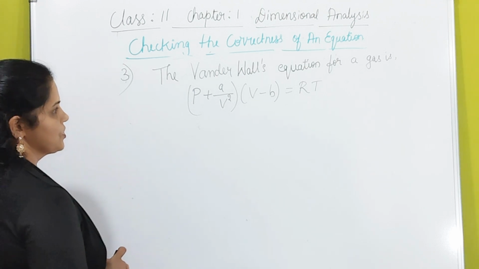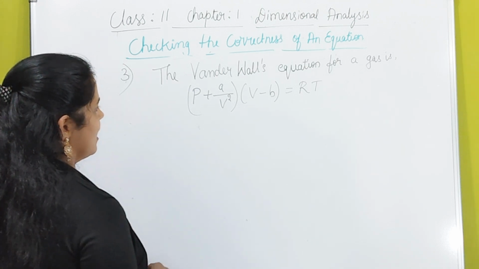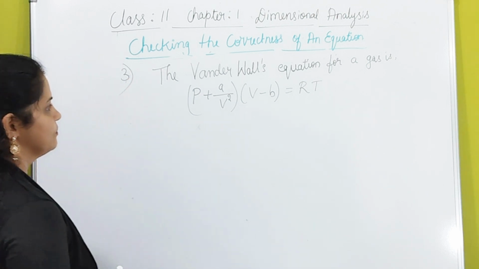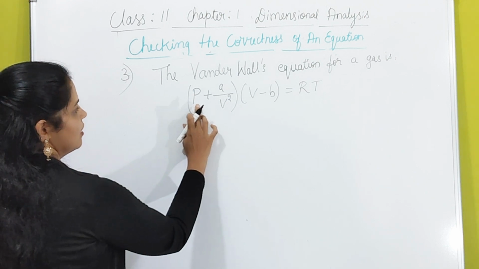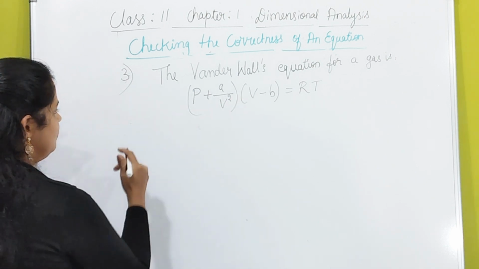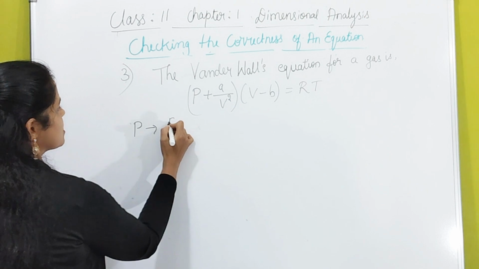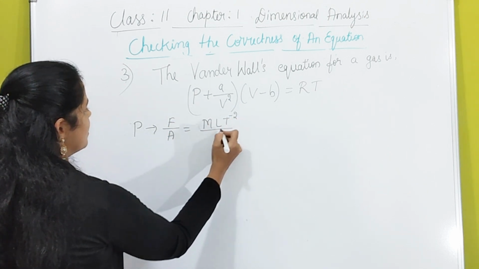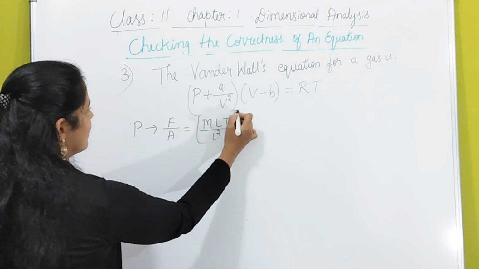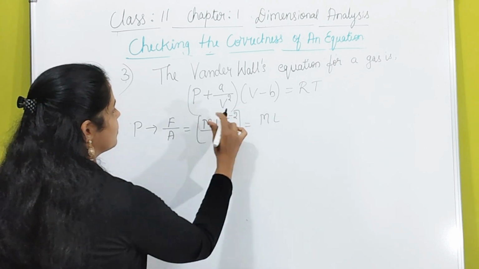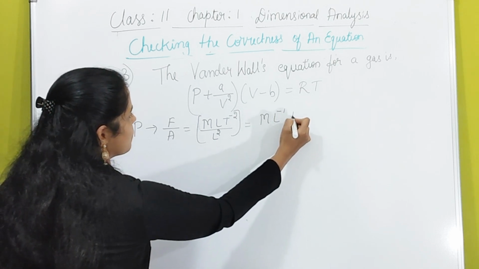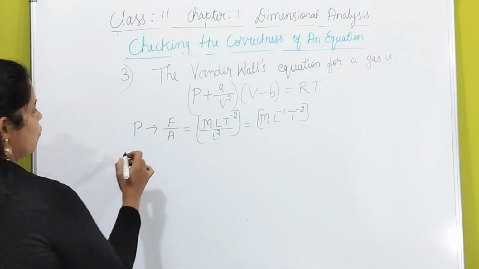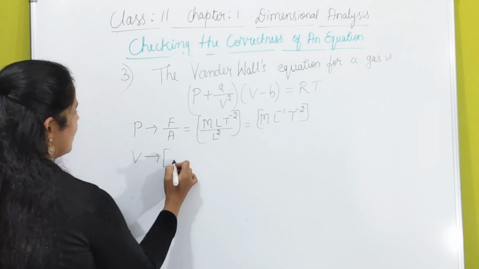Student, here there is one more question. The van der Waals equation for gas is P plus A by V square into V minus B is equal to RT. So here P is a pressure, V is volume. Pressure is force per area. So what is the dimensional formula? m L T minus 2 divided by L square. Together we can write it as m L to the power 1 minus 2 is minus 1 T to the power minus 2. Okay. And volume is L to the power 3.